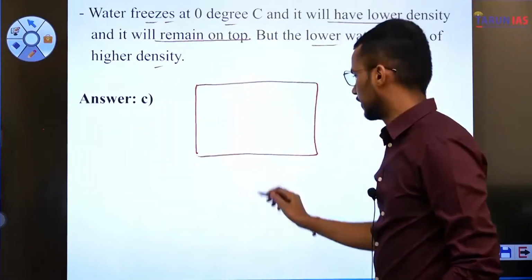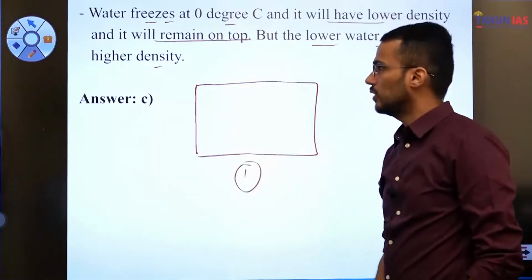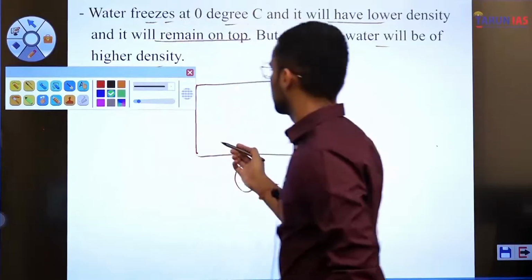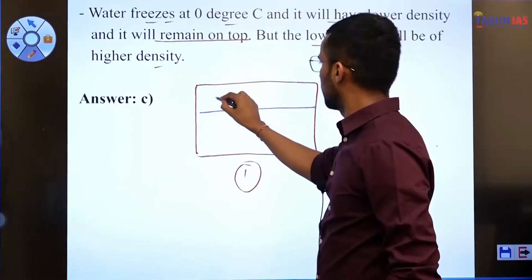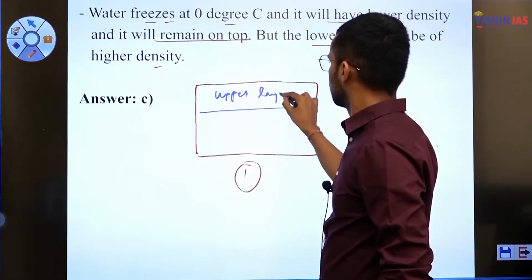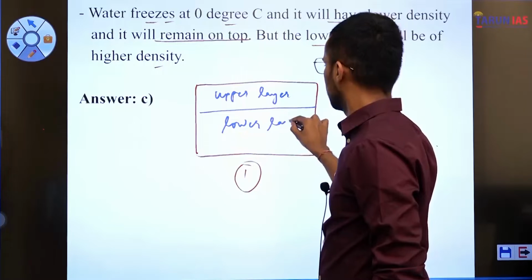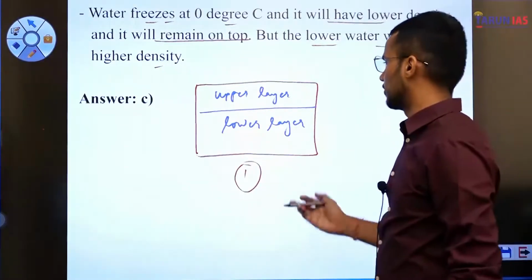This is a lake body. So we'll be discussing the first part of this particular example. Now let us consider this is the upper layer of water and this is the lower layer of water, and let us consider that there are only two layers of water for the simplicity of our explanation.